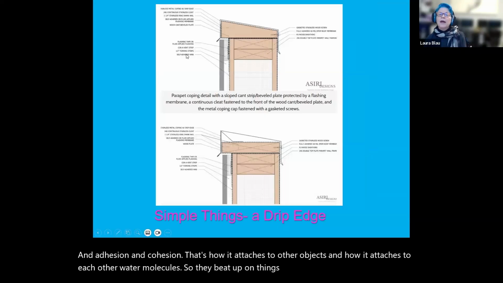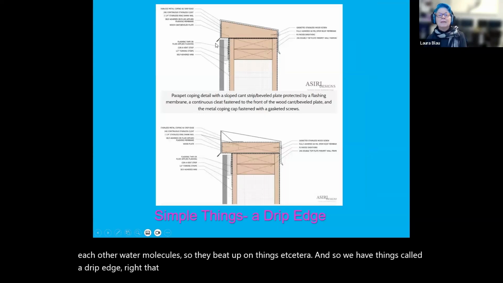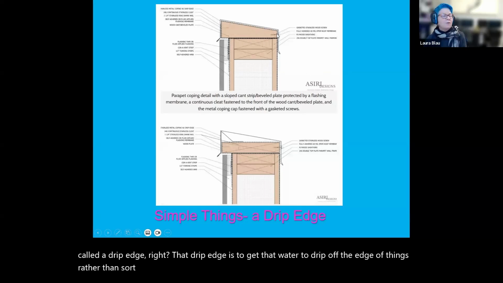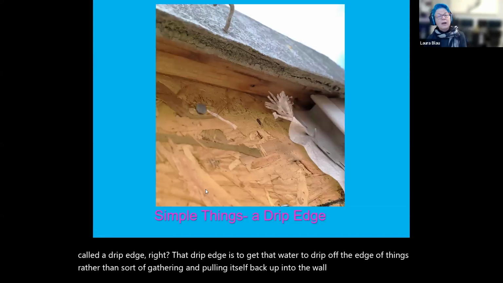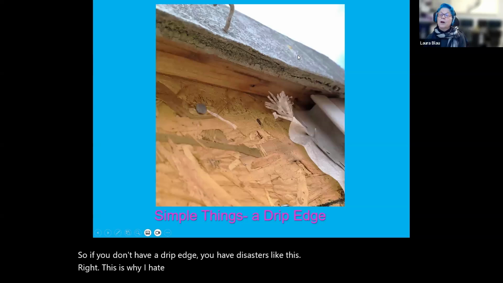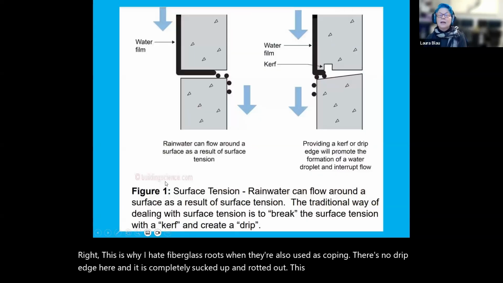And so, we have things called a drip edge, right? That drip edge is to get that water to drip off the edge of things rather than sort of gathering and pulling itself back up into the wall. And so if you don't have a drip edge, you have disasters like this, right? This is why I hate fiberglass roofs when they're also used as coping. There's no drip edge here, and it has completely sucked up and rotted out this substrate, right?